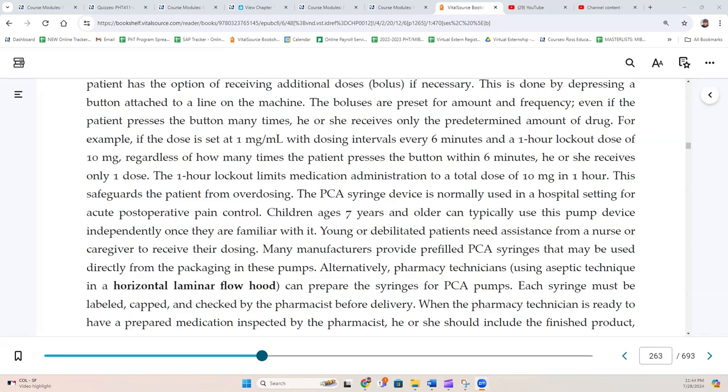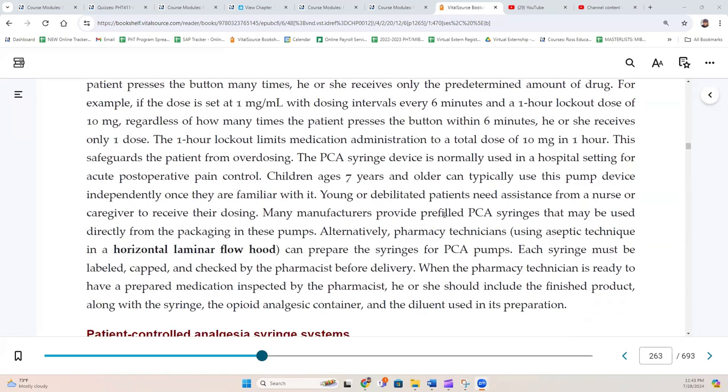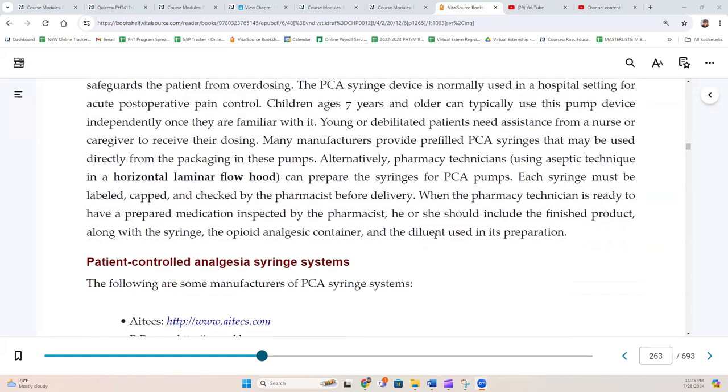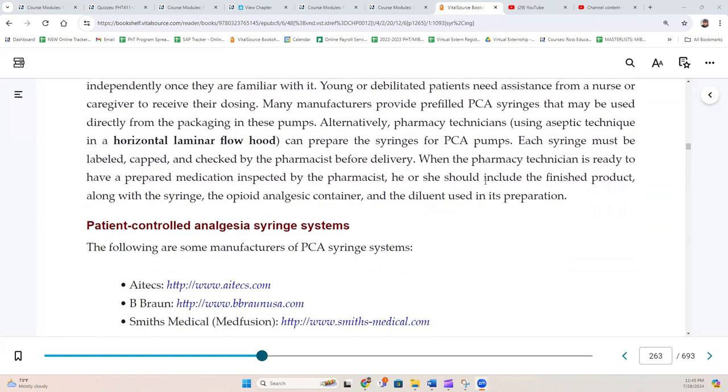Many manufacturers provide pre-filled PCA syringes that may be used directly from the packaging in these pumps. Alternately, pharmacy technicians can prepare the syringes for PCA pumps. Each syringe must be labeled, capped, and checked by the pharmacist before delivery. When the pharmacy technician has a prepared medication ready to be inspected by the pharmacist, he or she should include the finished product along with the syringe, the opioid analgesic container, and the diluent used in its preparation.